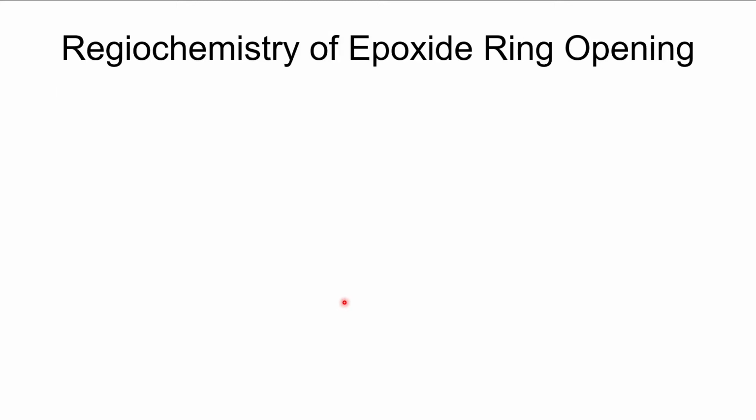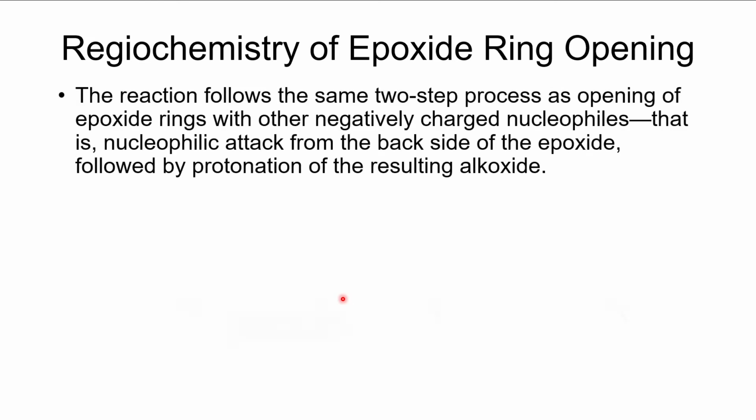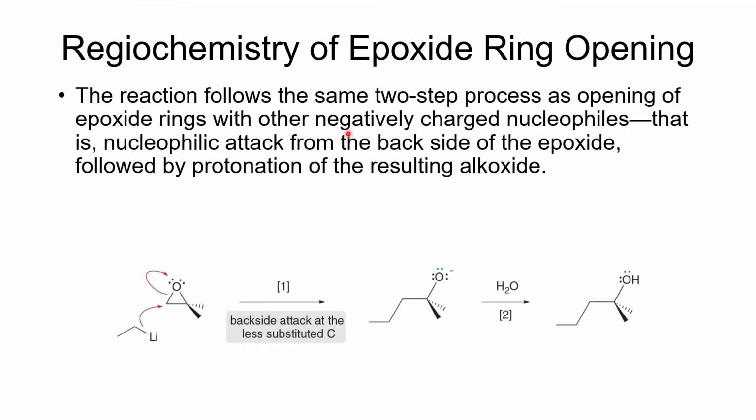Now, we do have some regiochemistry if we've got substituents on the epoxide. So I'll go ahead and show you the picture. It is a two-step process. The first step is an SN2 reaction of our organometallic reagent on the carbon. So it'll come in and react. Since it's SN2, and since this is under very basic conditions, that nucleophile is going to go to the less substituted carbon because it is less sterically hindered.